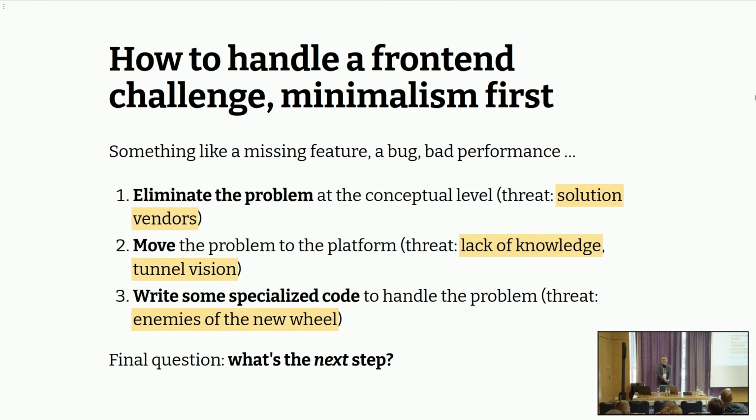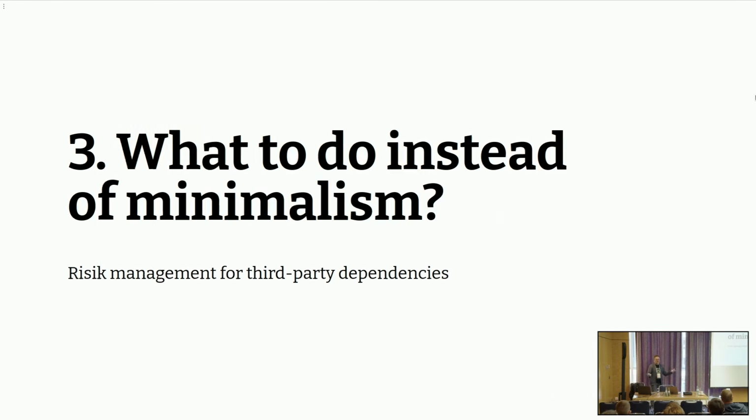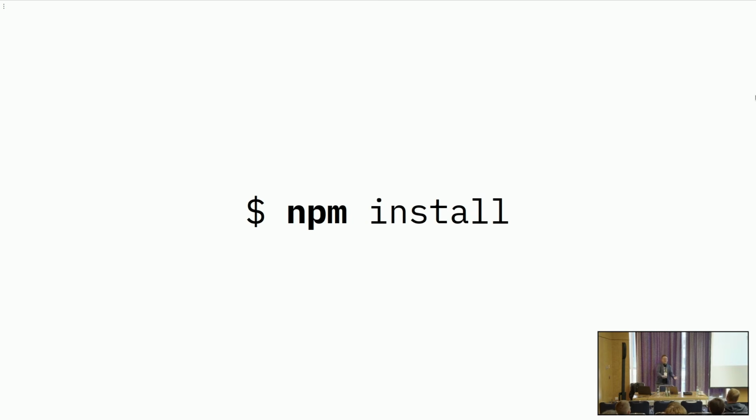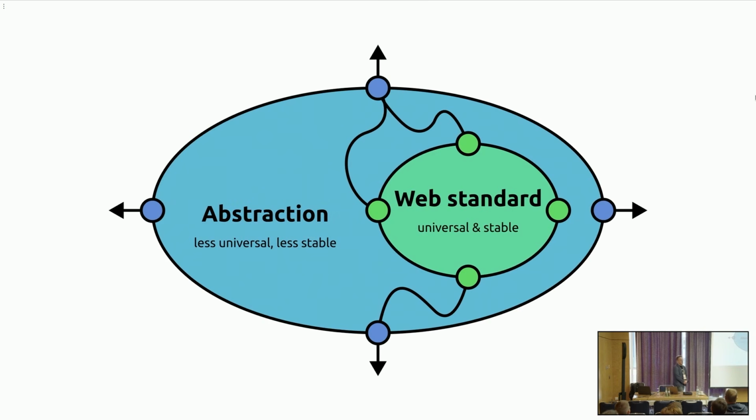So, quite easy, but what happens if we need to say no to each and every one of these questions? What if the problem is real, and there's no lack of knowledge or tunnel vision going on, and we actually need to install something from NPM? This might happen. What do we do instead of minimalism? How do we work with actually installing something from third parties? Well, you know how to install something. You can just go npm install, and that's easy. But there are a few things to consider about doing this.